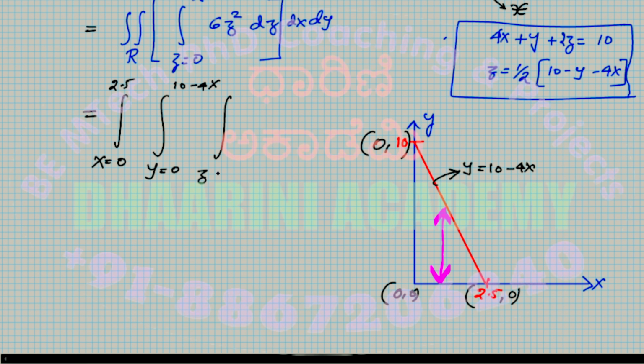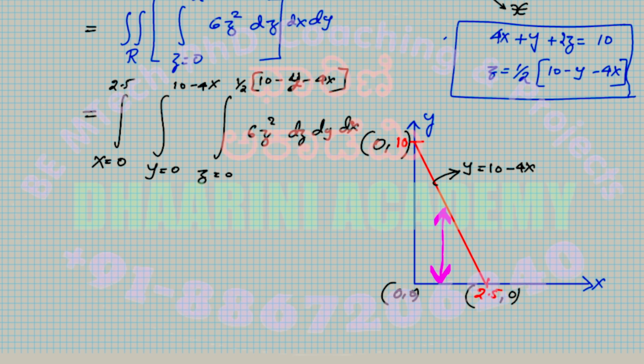Next, you write whatever you had written. So that is z is equal to 0 to 1 by 2 times 10 minus y minus 4x, 6z squared dz dy dx. Now this is in the proper form. So we need to solve this to get the answer. Will you try to solve? Yes, please.